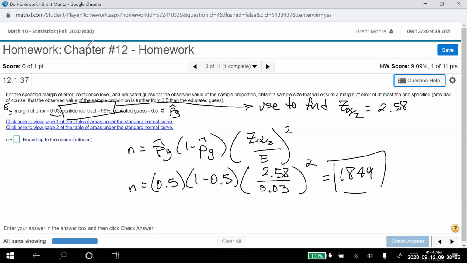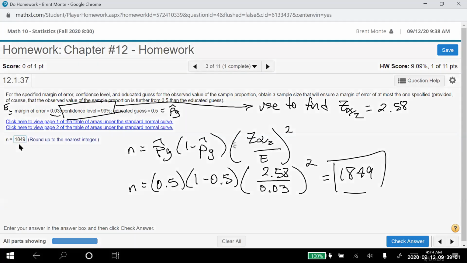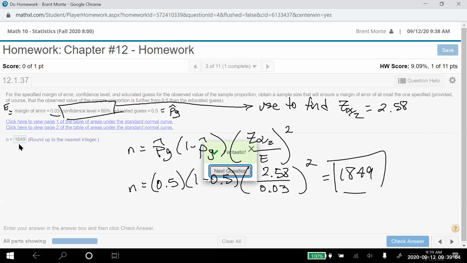Let's see what we get for our sample size. Notice that's a really big sample. And so the more confidence that we have that the true population proportion is in there, the bigger our sample size obviously is going to have to be. And similarly, the smaller the margin of error that we allow, then the bigger the sample size is going to be. So anyway, that's the idea there.